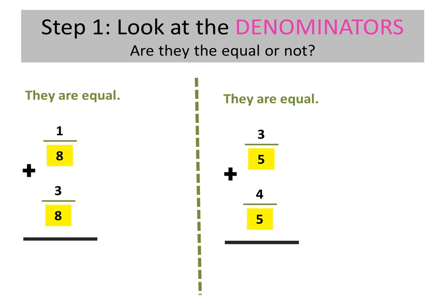Step 1. Look at the denominators. Are they equal or not? Well, first you have to know where a denominator is in order to find out if they're equal. A denominator is in a fraction, and it's the lower number. So here we have an 8, here we have an 8. The answer is yes, they're equal. On this problem we have a 5 and a 5, so again, super easy. Yes, those denominators are alike, they are equal, they are common.